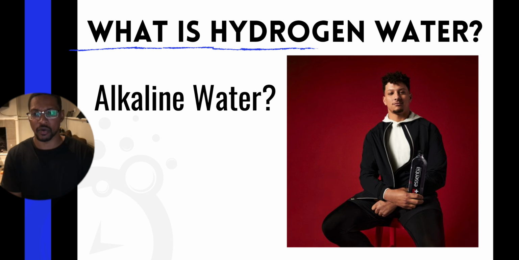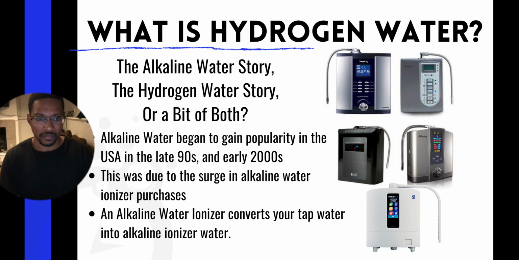And so we need to know why alkaline water is such a big deal. And I think you're going to enjoy this story. So, the alkaline water story, the hydrogen water story, or a bit of both. Well, alkaline water began to gain popularity in the USA in the late 90s and early 2000s. This was due to the surge in alkaline water ionizer purchases, and an alkaline water ionizer converts your ordinary tap water into alkaline ionized water. And so these are water ionizers or alkaline water ionizers.